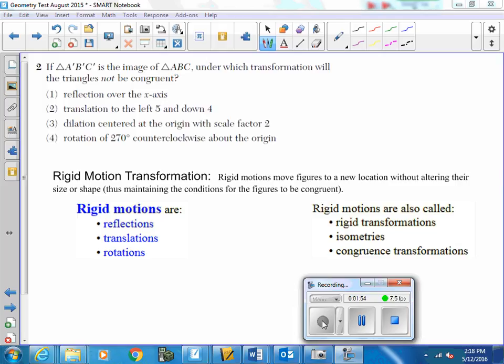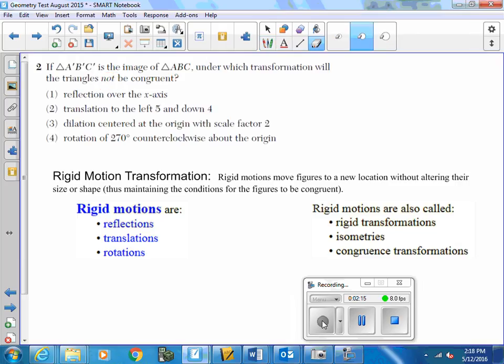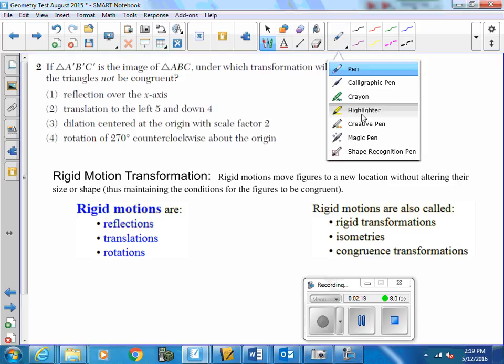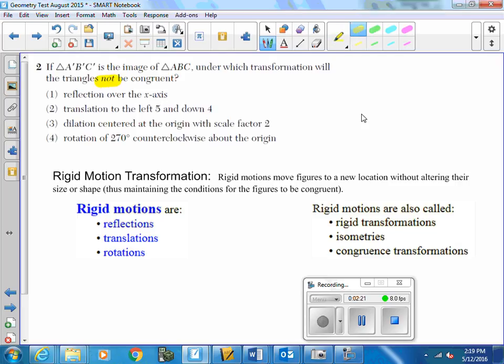All right, question number 2. It says we have triangle A prime, B prime, C prime is the image of triangle ABC, which means ABC would be the pre-image. Under which transformation will the triangles not be congruent? Keyword not. So don't read through this entire problem and miss the word not. All right. So it's where will they not be congruent?